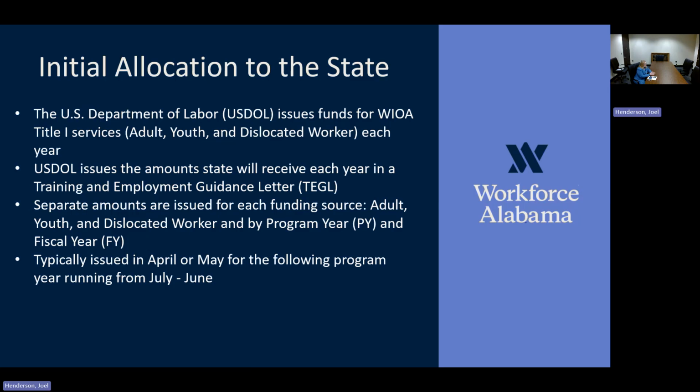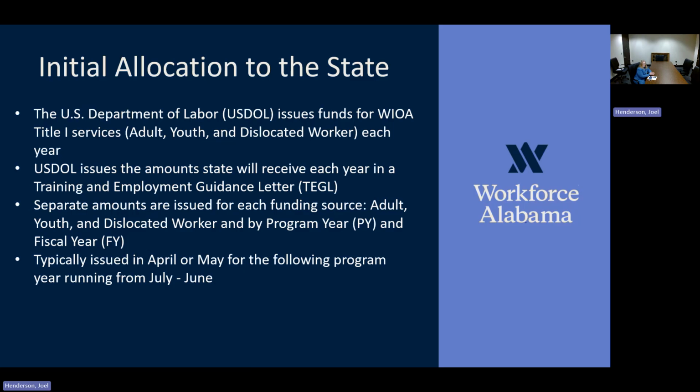So in this TEGL, you would have two amounts for your adult funds. You'll have a PY amount and you'll have a FY amount. For your youth, those funds are only issued through the program year, so you would have a PY amount for youth. And then for dislocated worker, you'll have a PY amount and an FY amount.